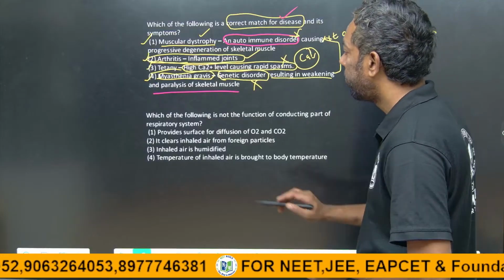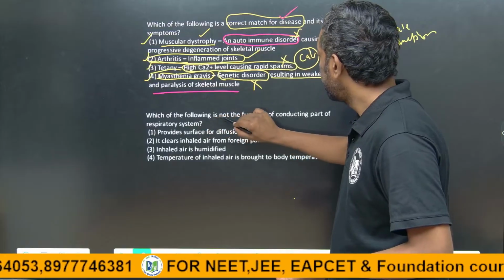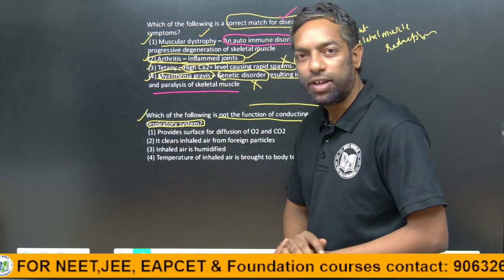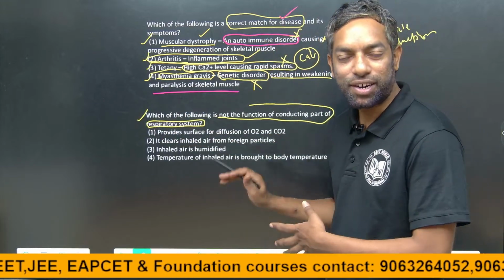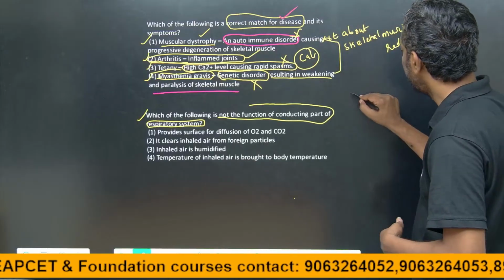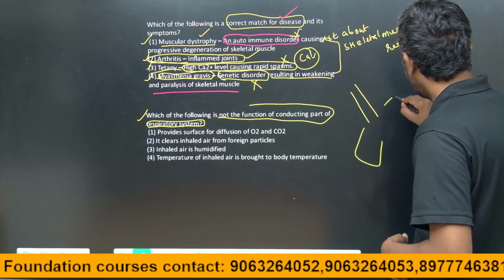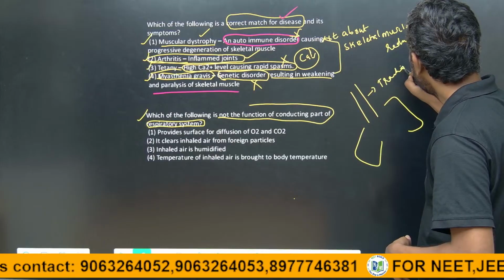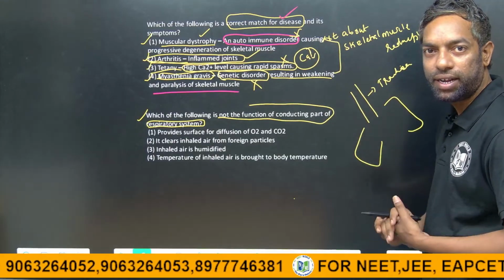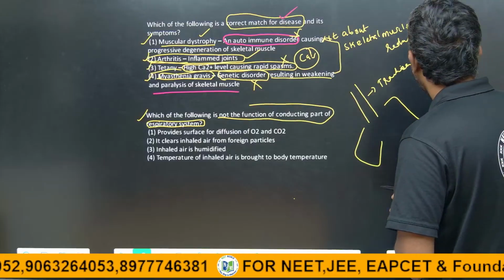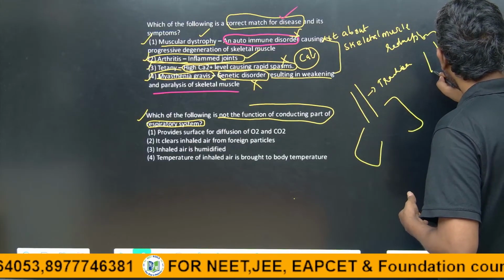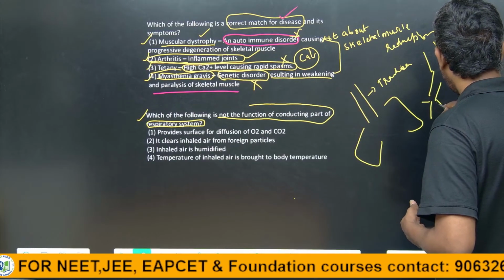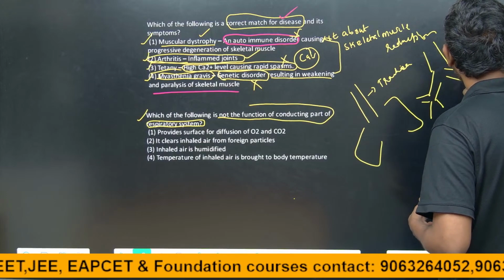Okay, yes. If we come to the second question, which of the following is not a function of the conducting part of the respiratory system? Very easy question, right? First one is memory based, second one is a little understanding based, which is the respiratory tract. Okay, this is the respiratory tract. Trachea is the part which directly enters into the lungs. There are divisions of the trachea, which are bronchi and bronchioles.